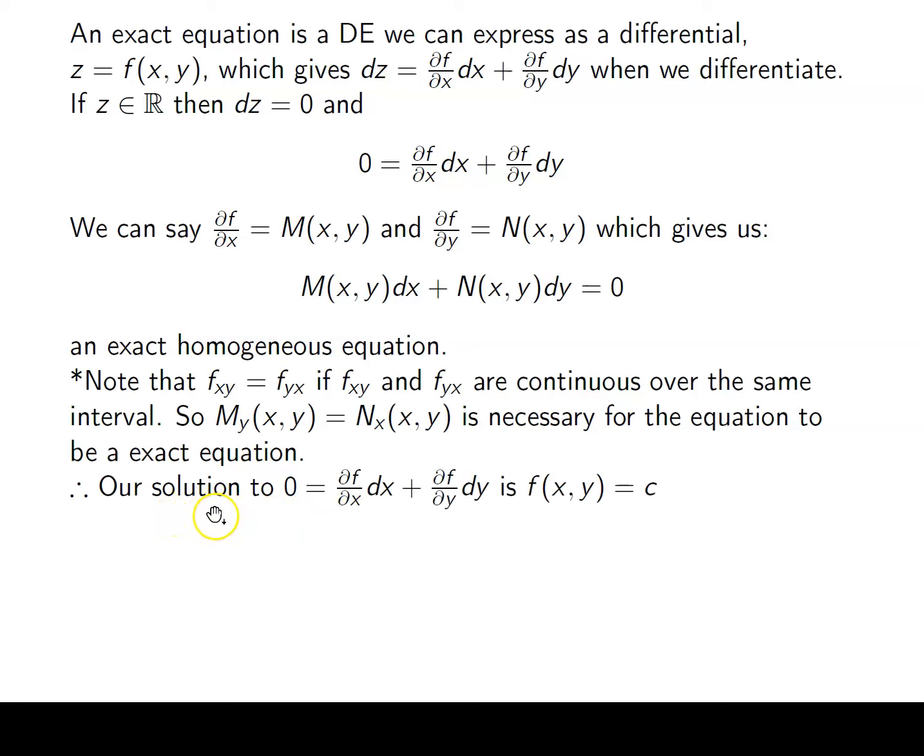So our solution to this homogeneous equation here is a constant value. It's not a constant value, but it would be set equal to a constant value. Basically, what this is saying is that the constant of integration that I get out, I will set my addition of functions equal to that. Okay. So let's go ahead and do an example.